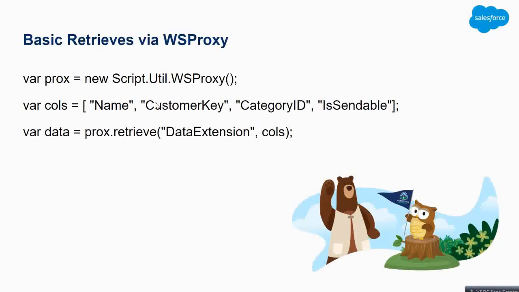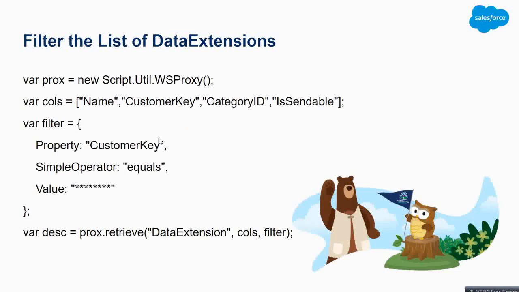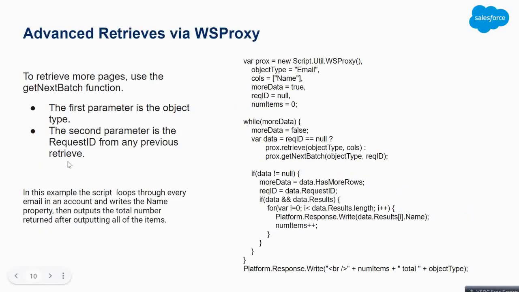So you are defining the properties you want to retrieve. Okay, for example, the data extension name, the customer key, the customer ID, is sendable, and then you are just calling the retrieve function, and this will retrieve all the data extensions. Okay, so this you can actually filter. Okay, in the next slide you see the filter, for example, you want to retrieve the data extension with a particular customer key. Okay, only for that data extension information. So you can do that using this filter.